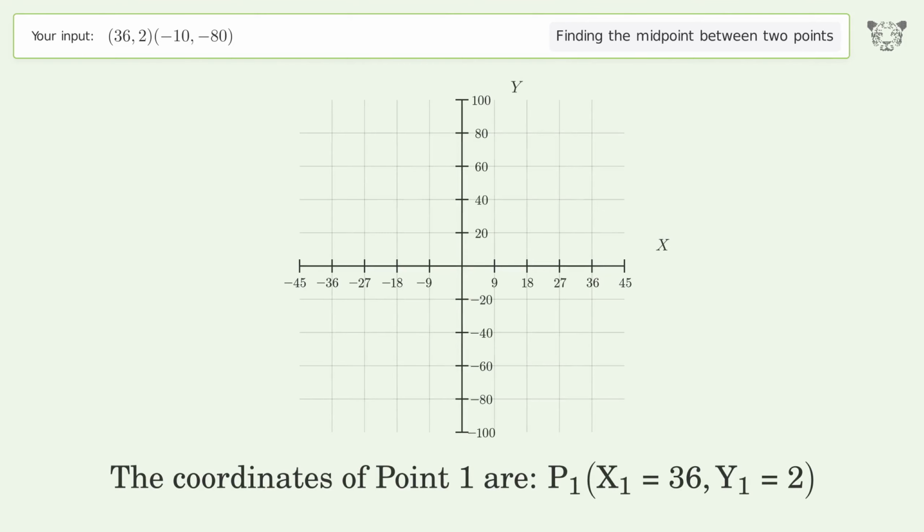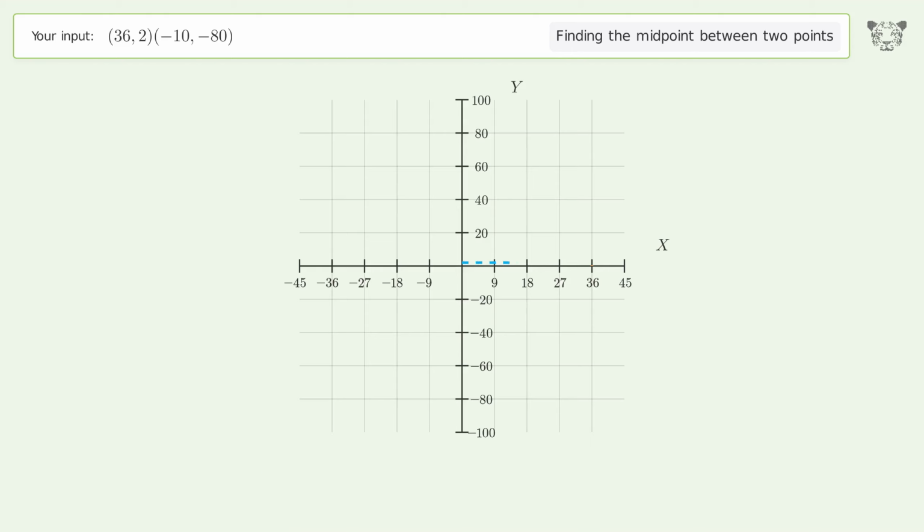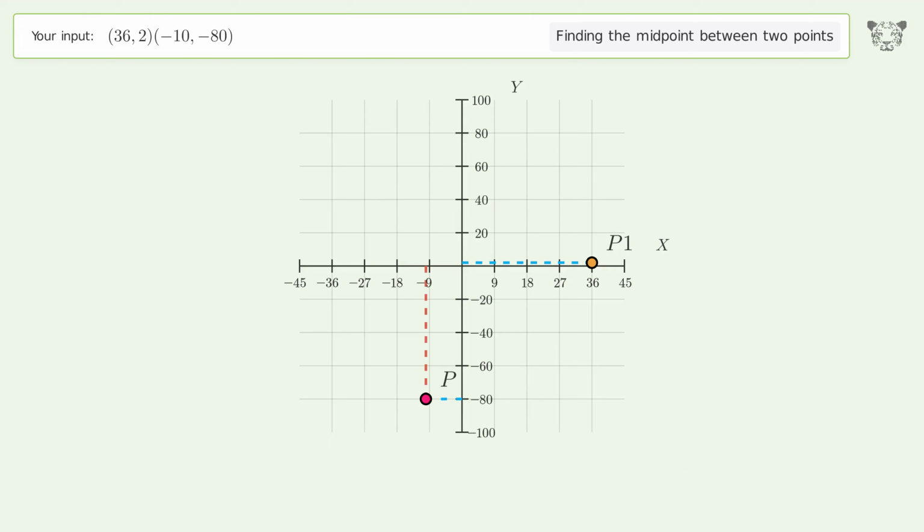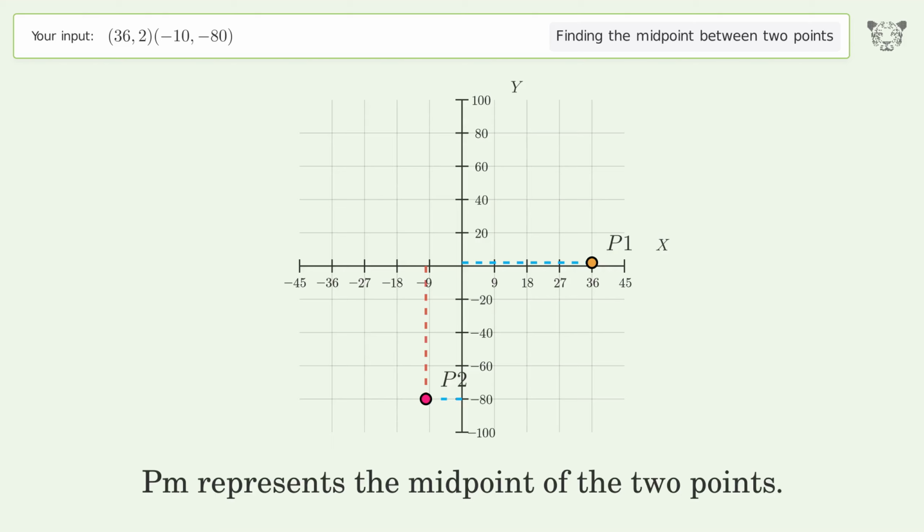The coordinates of point 1 are, x1 equals 36, y1 equals 2. The coordinates of point 2 are, x2 equals negative 10, y2 equals negative 80. PM represents the midpoint of the 2 points.